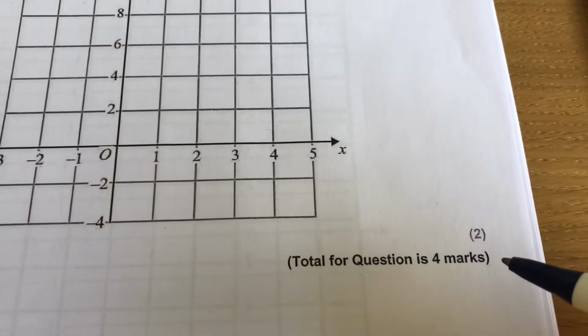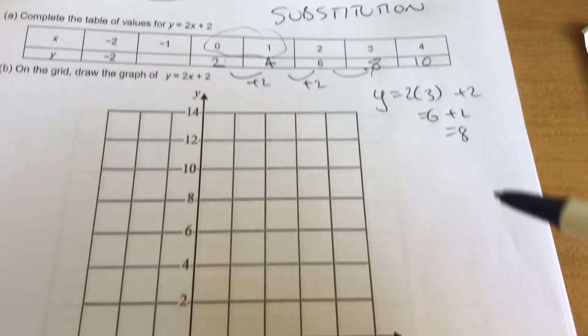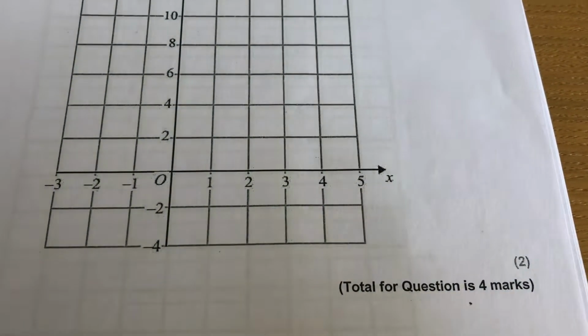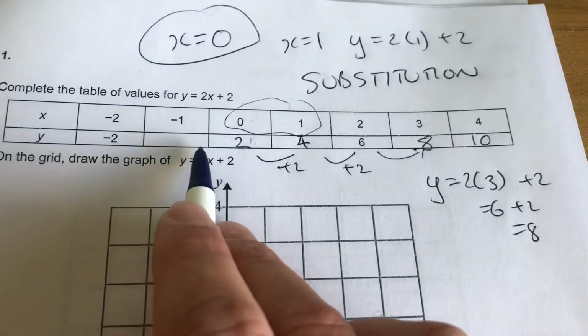Sorry, it's 2 marks for the plotting, 2 marks for the tables. Actually, it's a 4-mark question. I did say I was only going to focus on 2-mark questions, but this might be worthwhile if you split the 2 questions. Now I can go to the negative.